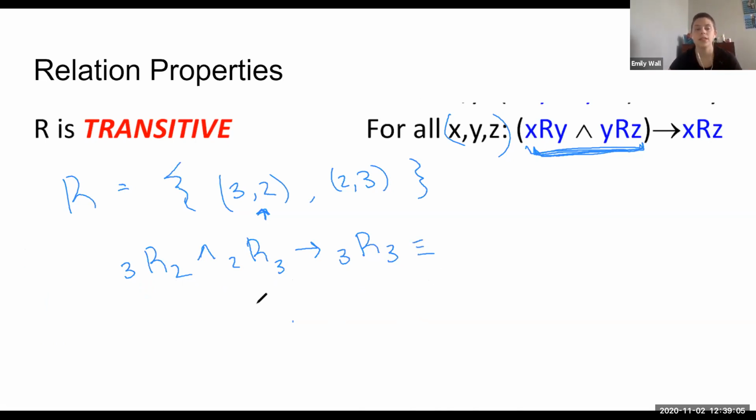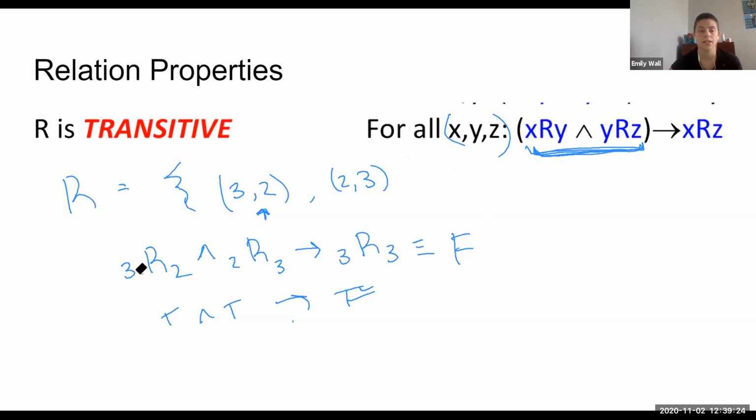Hopefully you started to evaluate this. We get true, and true implies true, or does not imply true, implies false. There is no 3 relates to 3 in this. This is true implies false. That's a big no. So this is not transitive.